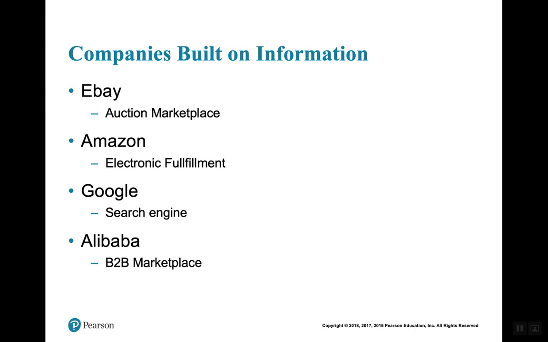There are, though, companies that have been built purely on information. We've seen this for about the past 25 years, with the rise of the internet starting around 91, 92, 93, through today. We see companies like eBay, an auction marketplace, or Amazon, electronic fulfillment. Google is an interesting organization, because it innovated by taking internet search capabilities and wiring them up with an advertising platform. That's where Google makes its money. And then Alibaba, which is a business to business marketplace.